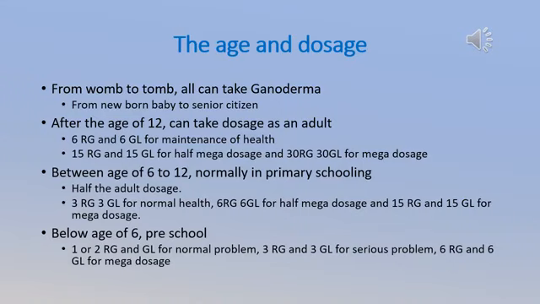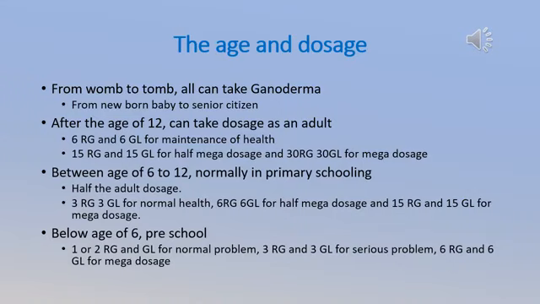For the adult, after the age of 12, they can take the full dosage. For example, 6 Rg and 6 Gl for maintenance of health, with spirulina a similar amount or double. Then 15 Rg and 15 Gl for half mega dosage, and 30 Rg and 30 Gl for mega dosage. Then for those between the ages of 6 and 12, normally those in secondary school, which is easier to remember, take half the adult dosage: 3 Rg and 3 Gl for normal health, 6 Rg and 6 Gl for half mega dosage, and 15 Rg and 15 Gl for mega dosage.